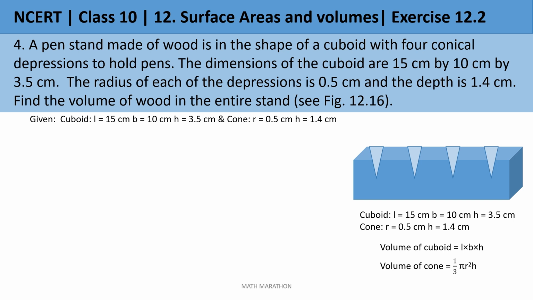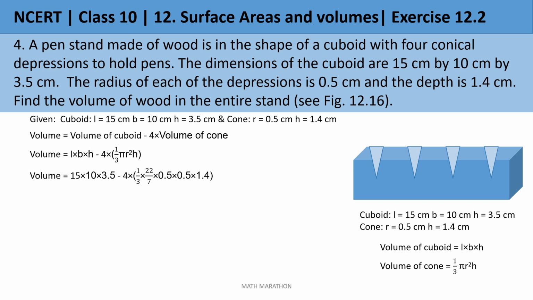See picture. We have the following information. Consider cuboid, length is 15 cm, breadth is 10 cm, and height is 3.5 cm. Consider cone, radius r is 0.5 cm and height h is 1.4 cm. Volume is equal to volume of cuboid minus 4 multiplied by volume of cone. Volume is equal to volume of cuboid, which is length multiplied by breadth multiplied by height, minus 4 multiplied by volume of cone, which is 1 by 3 pi r square h.